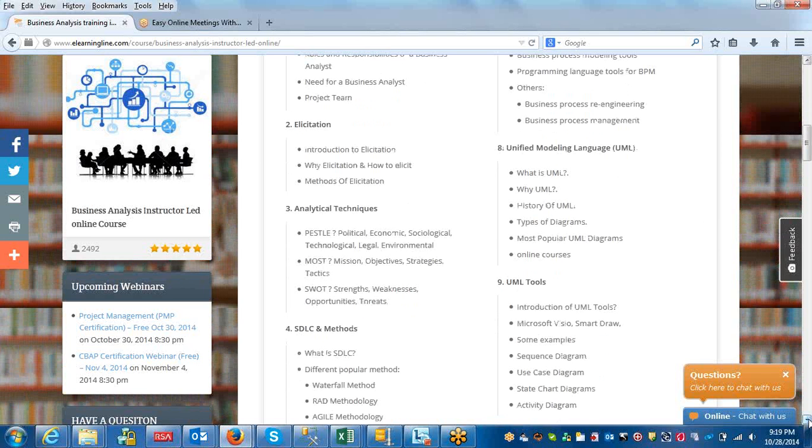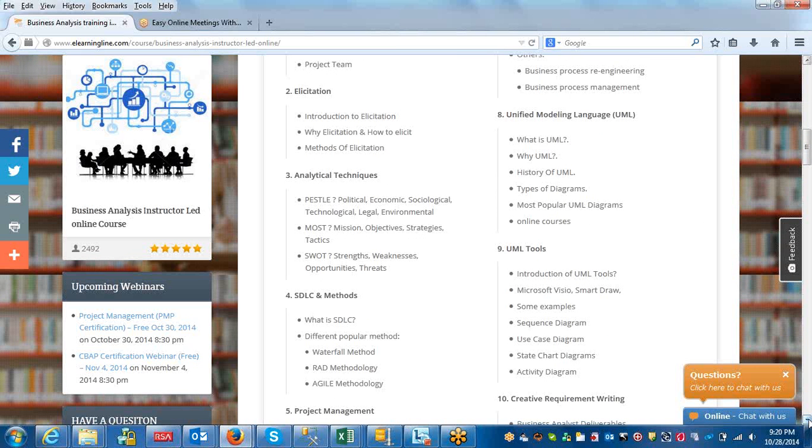Then we'll talk about the different analytical techniques, as stated over here: PESTLE analysis, MOST analysis, and the SWOT analysis. These are the different techniques which we use throughout our analysis session to make sure we understand what will be our starting point. So given the type and nature of the project, we will understand how exactly to structure our requirements, what sectors we need to explore and how to explore, and what kind of technique will be applied.